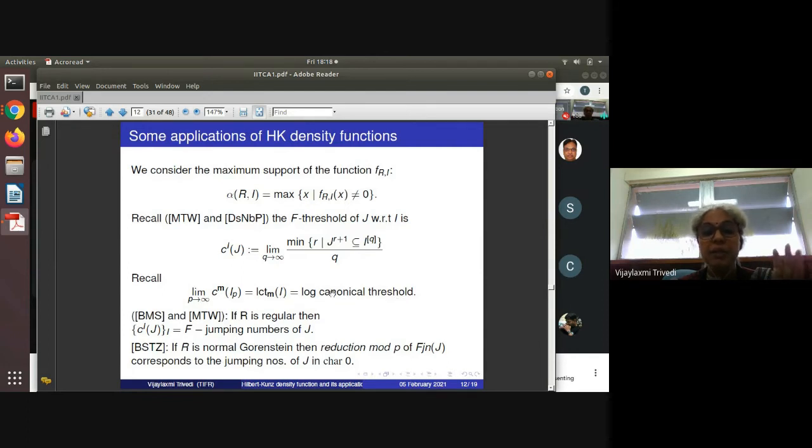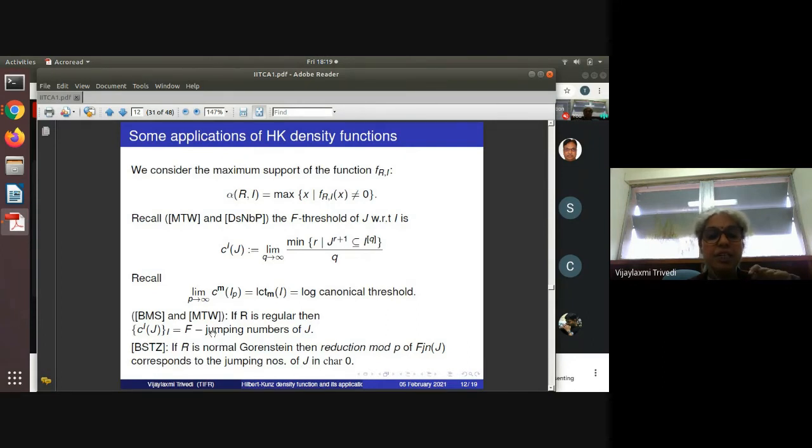Not always, but in certain cases. This line should have come later. But we are looking for this equality. We expect that this should hold. So we are trying to find a characteristic P invariant of log canonical threshold. So this is Blickle, Mustață, and Smith, and Mustață, Takagi, and Watanabe. I think you need to have R to be F-finite also, I think.